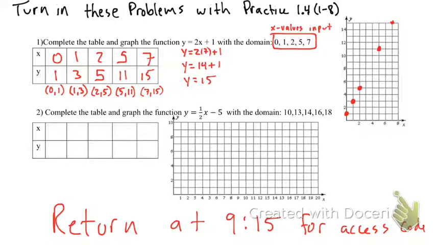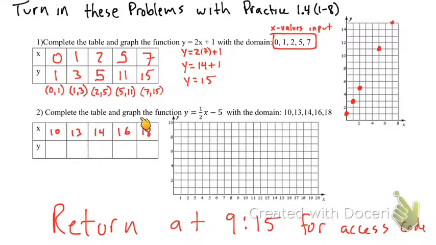Okay? We're going to do the same process here. This one's a little different just because of the fraction. I know a lot of students get scared away with this fraction, but just handle it like a number. If you have a calculator, use a calculator on it. Okay? So my domain, which is all my x values, I'm going to post them into the table here. So that means I'm going to put in 10, 13, 14, 16, and 18.